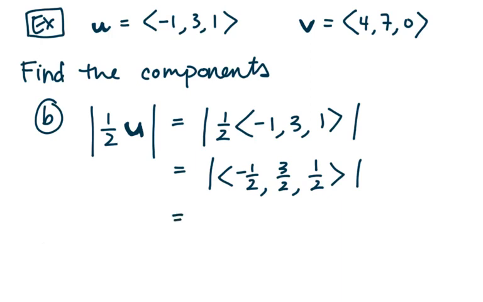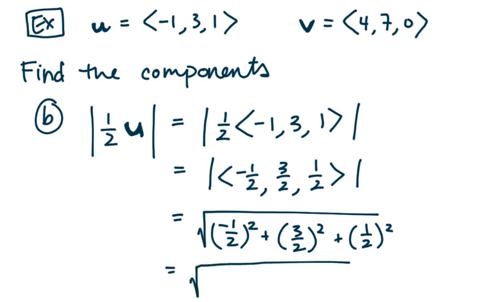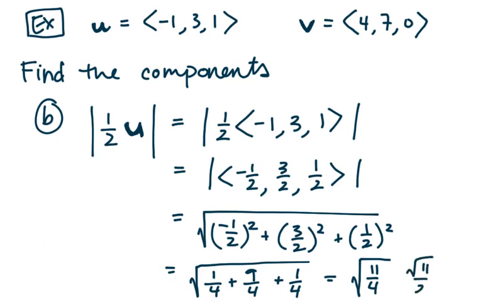And then I would need to find the magnitude. The magnitude is the sum of the squares of each of the components, and then we square root that sum. So I have -1/2 quantity squared plus 3/2 squared plus 1/2 squared. This is the square root of 1/4 plus 9/4 plus 1/4, or rather the square root of 11/4, or root 11 over 2.